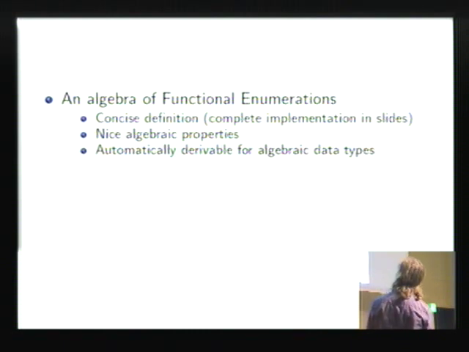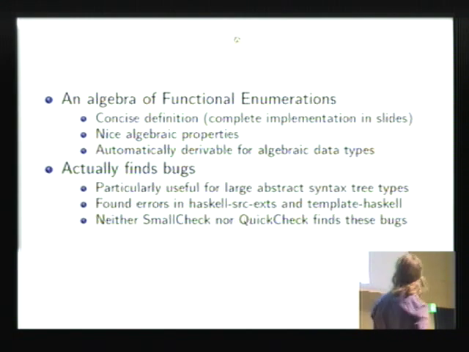So, summing up our contributions, we have this nice algebra of efficiently computable functional enumerations. And it's simple enough to fit the code on my slides. And maybe more importantly, we have used this to actually find bugs. Now, I'm not as nice as Johan was, and I actually divulge where we found the bugs here, but sorry about that.